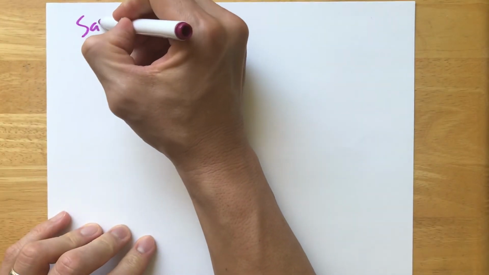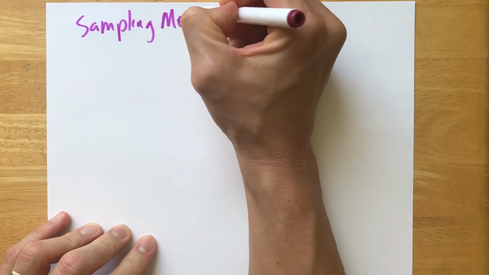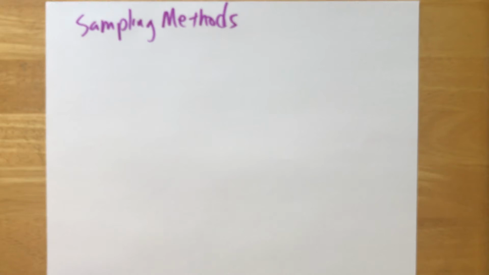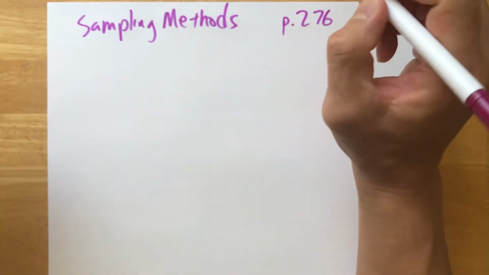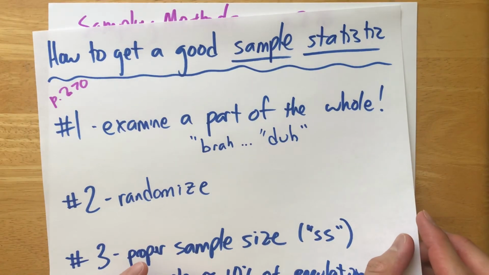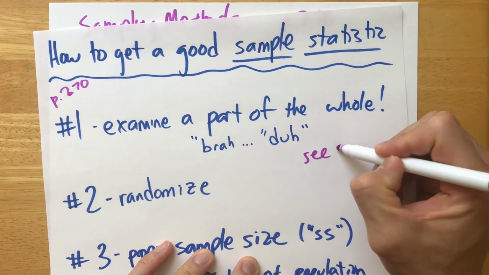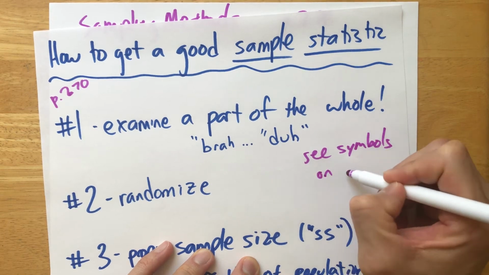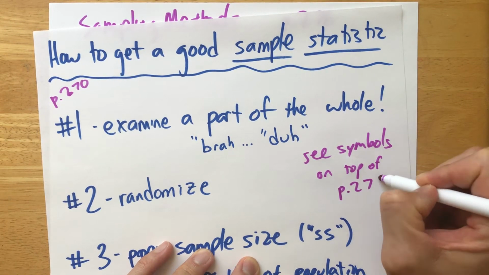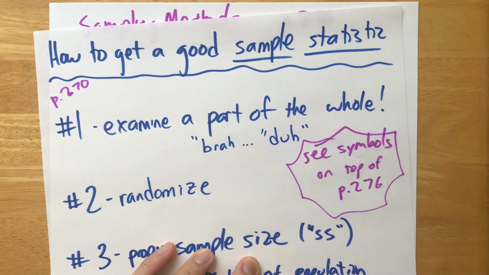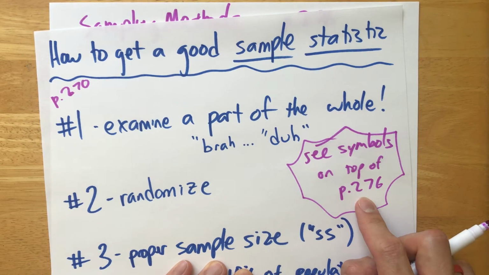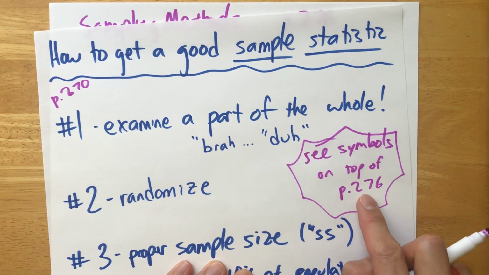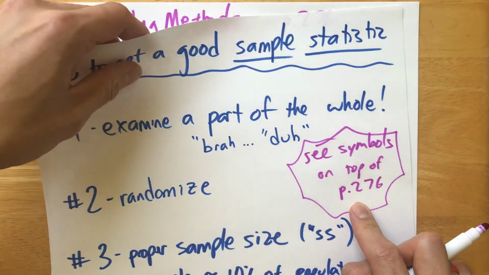All right, so let's talk now about ways to sample. So, sampling methods. I hope that you're following along in your textbook, and I'm going to give you some page numbers. We're going to start on page 276. By the way, I want you to take a look at the symbols on top of page 276, okay? Those are symbols we're going to be using a lot throughout the year. Right now, we haven't talked about most of those, but maybe put a little sticky note or tab on page 276 so you know what those symbols mean. And those come up later.